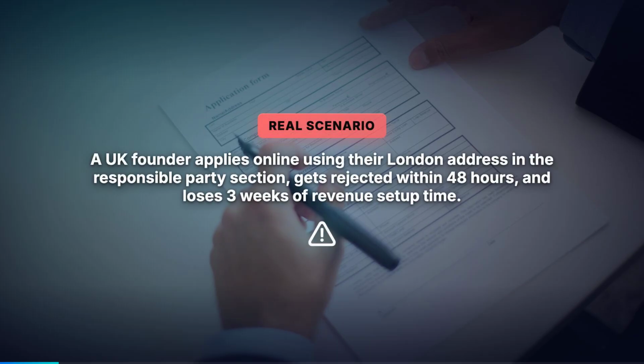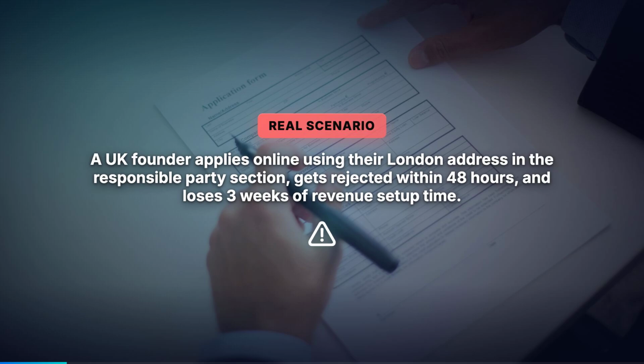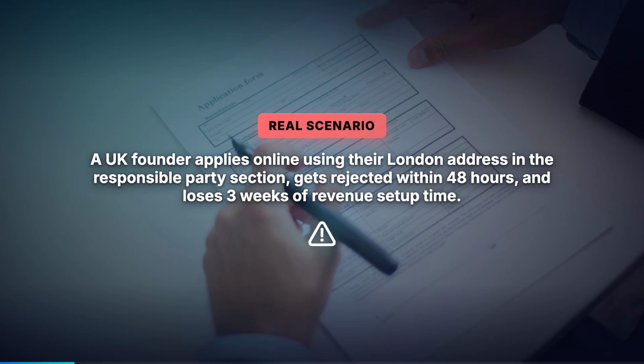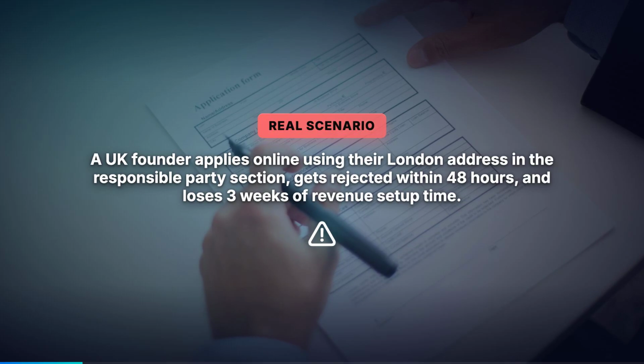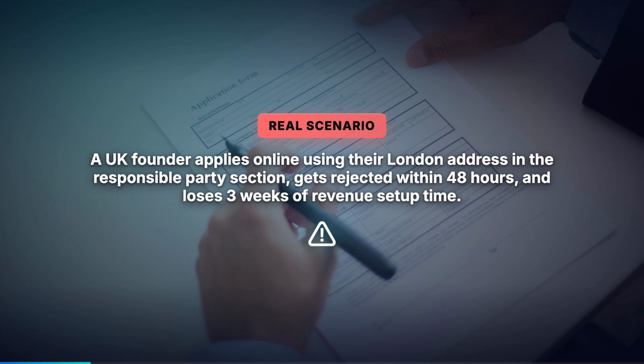If you're a foreign entrepreneur opening a U.S. LLC, you need an EIN to open a bank account, hire contractors, and file taxes. But the IRS Form SS-4 asks for a U.S. address you don't have. A UK founder applies online using their London address in the responsible party section.